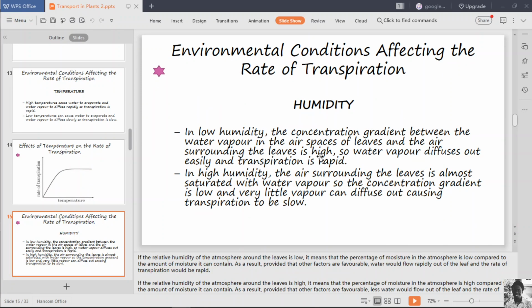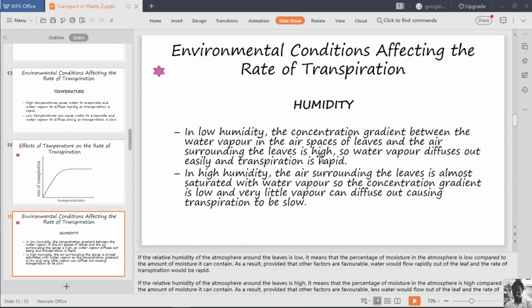Now, the next environmental condition affecting the rate of transpiration is humidity. Generally, in low humidity, the concentration gradient between the water vapor in the air spaces of the leaves and the air surrounding the leaves is high. So water vapor diffuses out easily and transpiration is rapid. On the other hand, in high humidity, the air surrounding the leaves is almost saturated or filled with water vapor. So the concentration gradient is low, and very little vapor can diffuse out, causing transpiration to be slow.